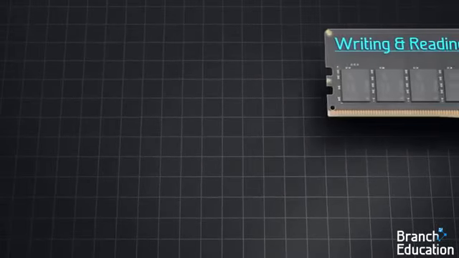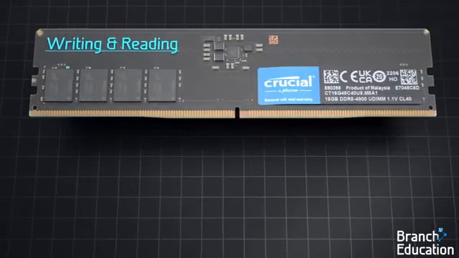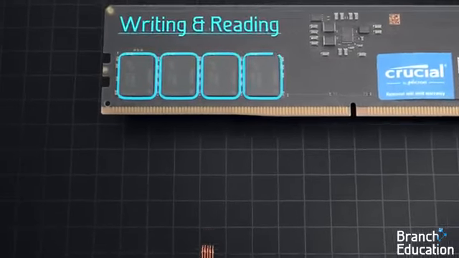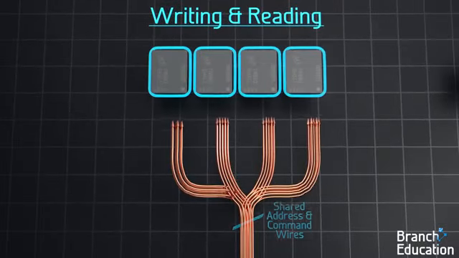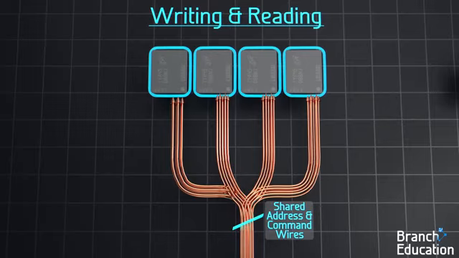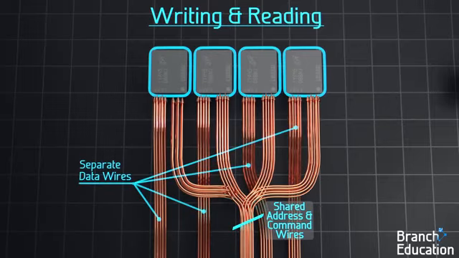3 quick notes. First, as a reminder, writing and reading happens concurrently with all the 4 chips in the shared memory channel, using the same 31-bit address and command wires, but with different data wires for each chip.